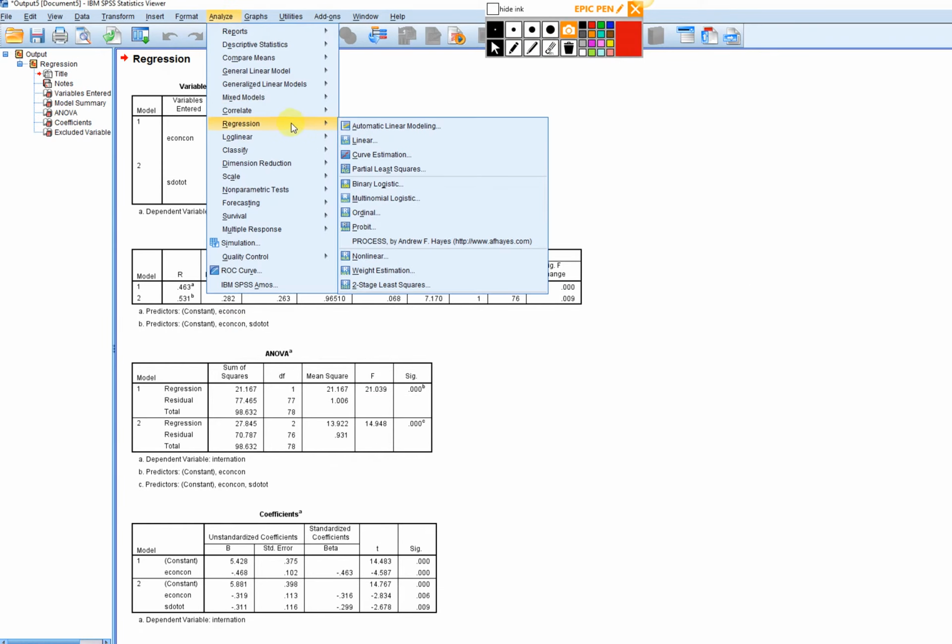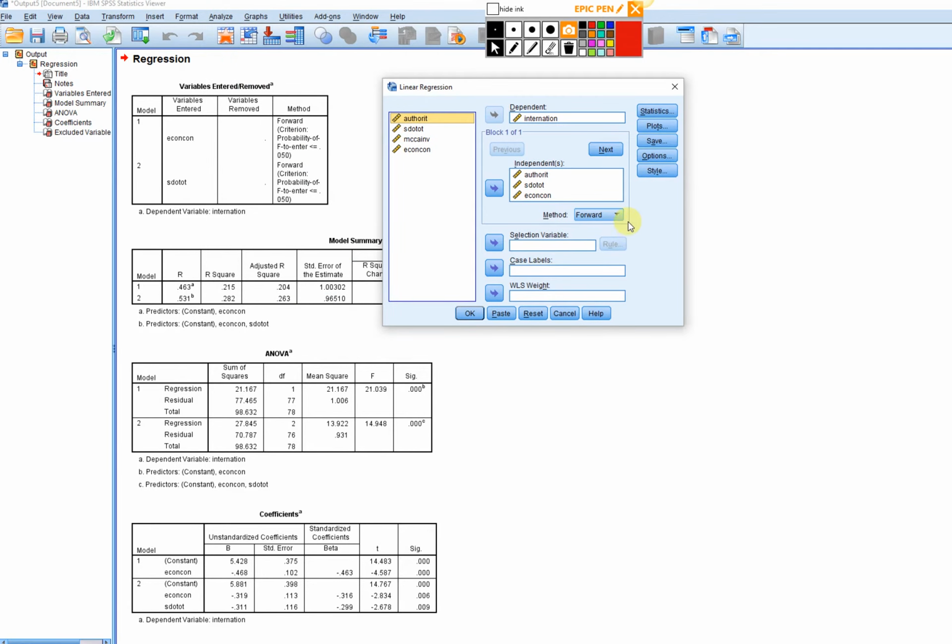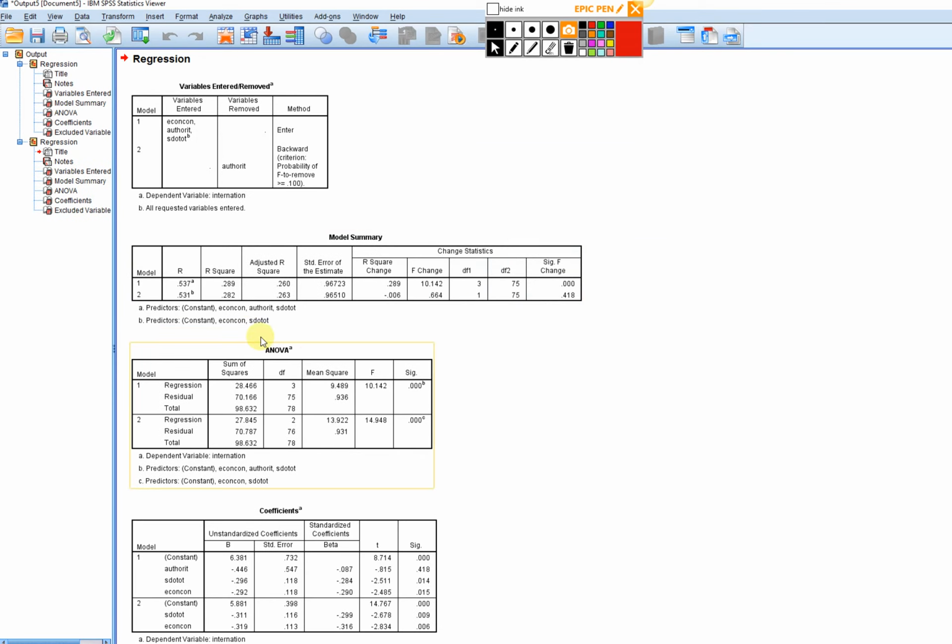And for backward regression, we'll click on method and backward. In this case, we'll leave everything exactly the same. When we click on OK, you'll notice that the first model incorporates all of the predictors. So in other words, we've got economic conservatism, authoritarianism, and SDO, all as predictors of internationalist attitudes.